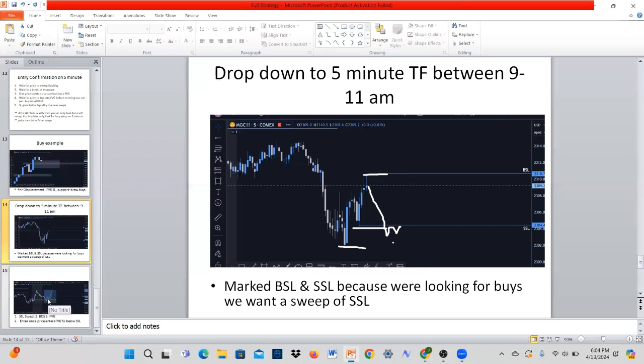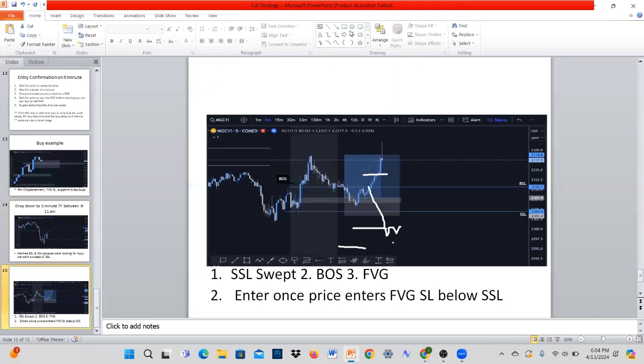So as we go on, what do we get? So we get price taking out this liquidity, right? Notice how, let me erase this so you can see, notice how it wicked multiple times at this liquidity area, but never closed below. So never closed below, wicked multiple times, right? Broke above structure. So this broke above structure, left a fair value gap here, right? Fair value gap.